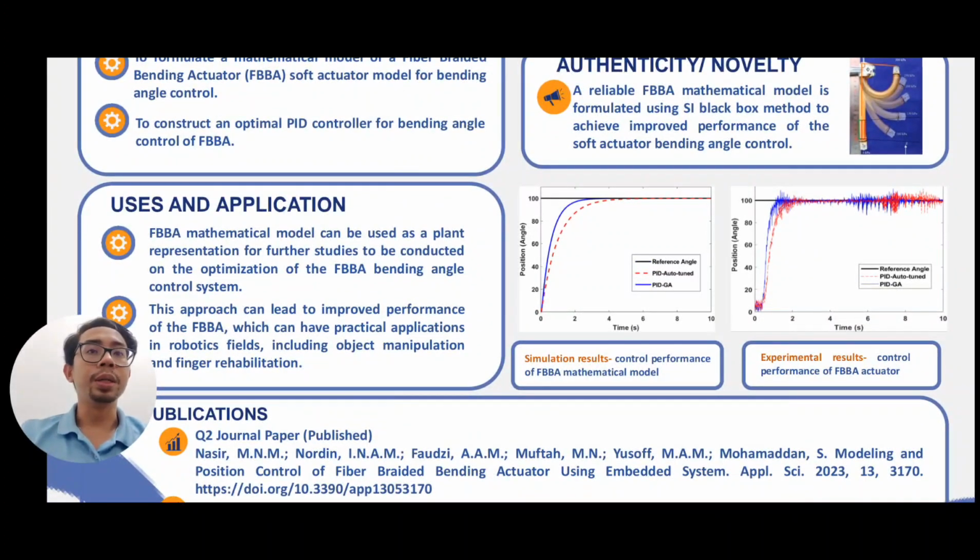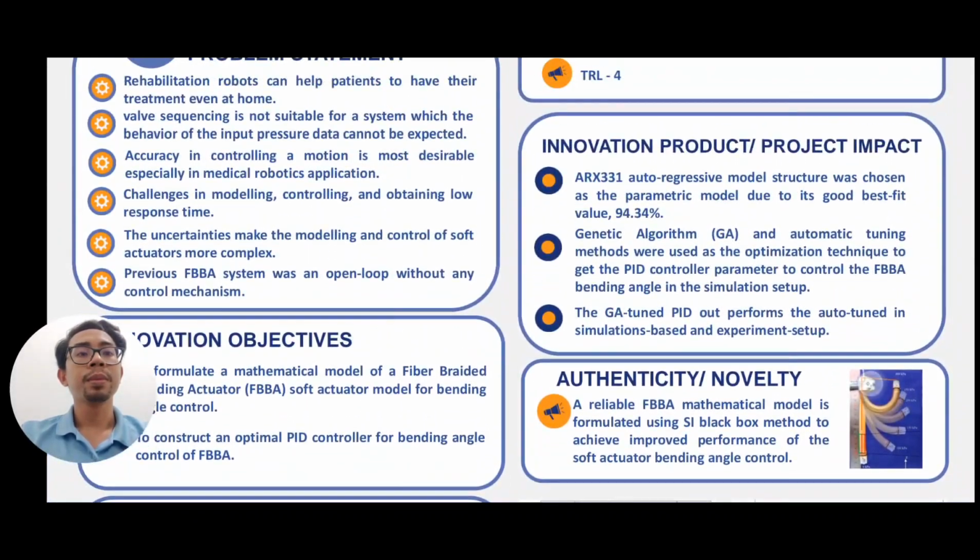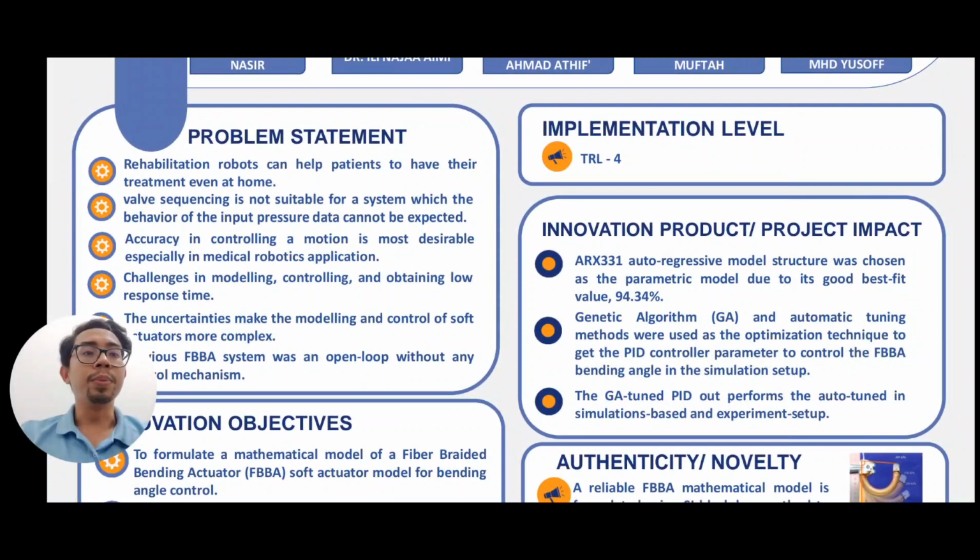Uses and application. The FBBA mathematical model can be used as a plant representation for further studies on the optimization of the FBBA bending angle control system. This approach can lead to improved performance of the FBBA, which can have practical application in the robotics field, including object manipulation and finger rehabilitation. The implementation level of our project, we mark it as TRL 4. TRL means technology readiness level.